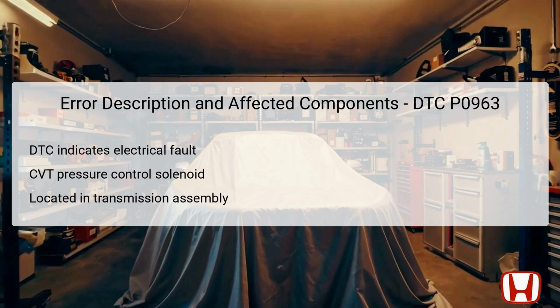DTC P0963 signifies an electrical problem specifically in the CVT drive pulley pressure control valve circuit. The primary affected component is the CVT drive pulley pressure control solenoid valve, crucial for controlling hydraulic pressure inside the transmission. Located within the transmission assembly, it helps in ensuring smooth gear transitions by managing the fluid pressure applied to the pulleys. When this solenoid valve is not functioning properly, it can lead to issues in shifting and overall vehicle performance.